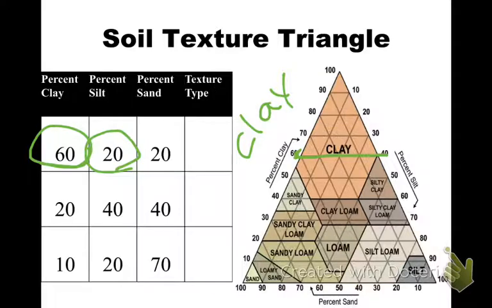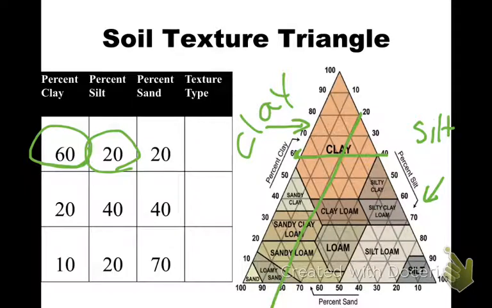So I'd come up on the silt side, which is over here. I find the number 20, and I'm going to go down. Now, why am I going down? Well, notice this arrow for silt is pointing this direction. Your arrow for clay was pointing this direction. So you're simply following the direction the arrow is going.